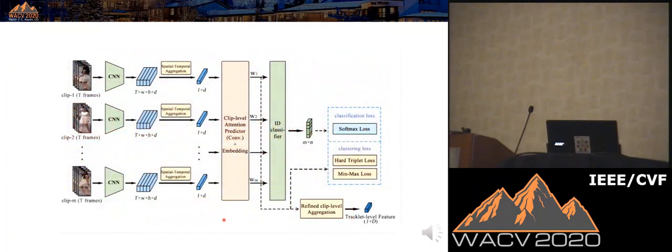This is the pipeline of our model. Each clip shares the same base model to extract image-level features. A weight predictor assigns clip-level attention for each clip. During the training stage, softmax loss and triplet loss are widely used for metric learning. Moreover, we adopt the min-max loss in our framework, which can noticeably improve the training efficiency.